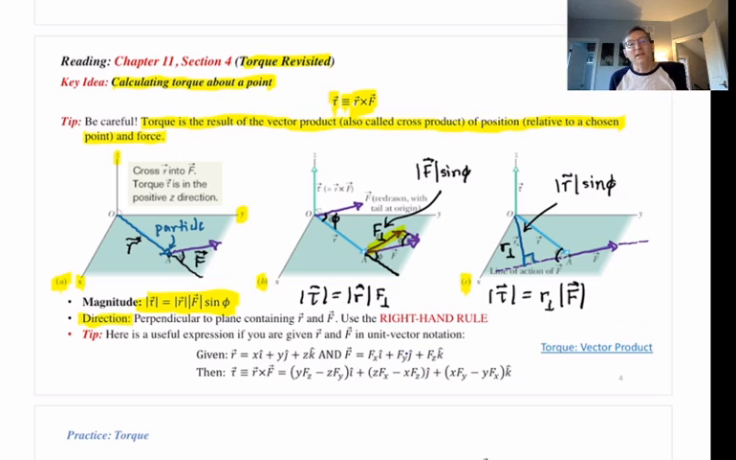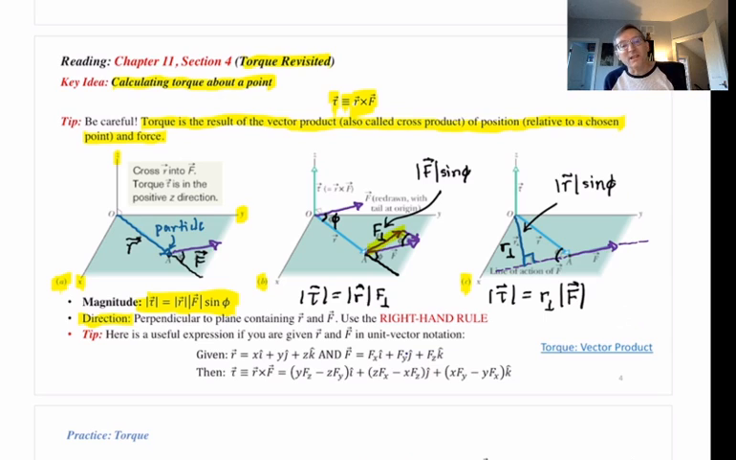So, as we said in the previous lecture, if you have a vector product of two vectors, the resultant of that vector product has two properties. One, it is perpendicular to the plane of the original two vectors, and its direction is given by the right-hand rule. So in our drawings here, A, B, and C, the plane of the original two vectors, R and F, is the xy plane, and that's why it's shaded green to help you visualize that.